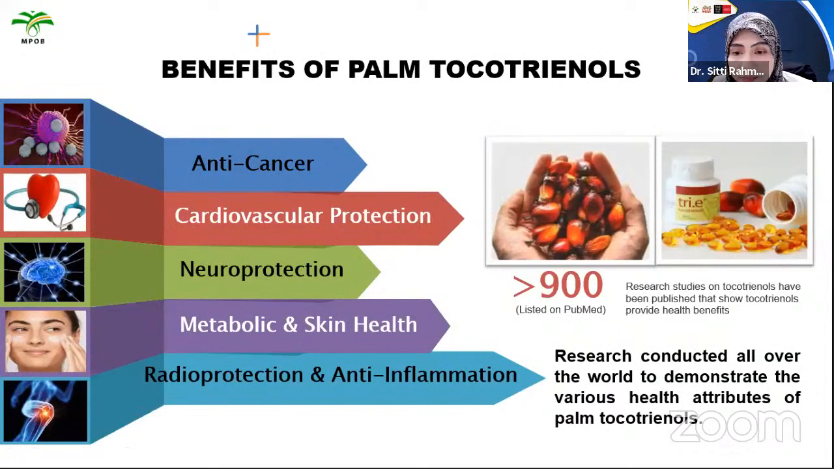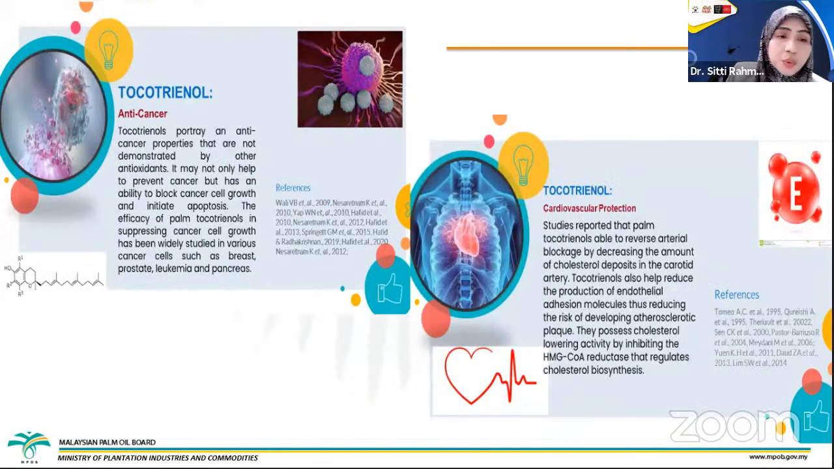Tocotrienol provides health benefits for anti-cancer, cardiovascular protection, neuroprotection, metabolic and skin health, radioprotection, and also anti-inflammation. So let me go one by one on the benefits of tocotrienol. Tocotrienol portrays anti-cancer properties which are not demonstrated by the others. It not only helps to prevent cancer, but has the ability to block cancer cell growth and initiate apoptosis. Apoptosis means cell death.